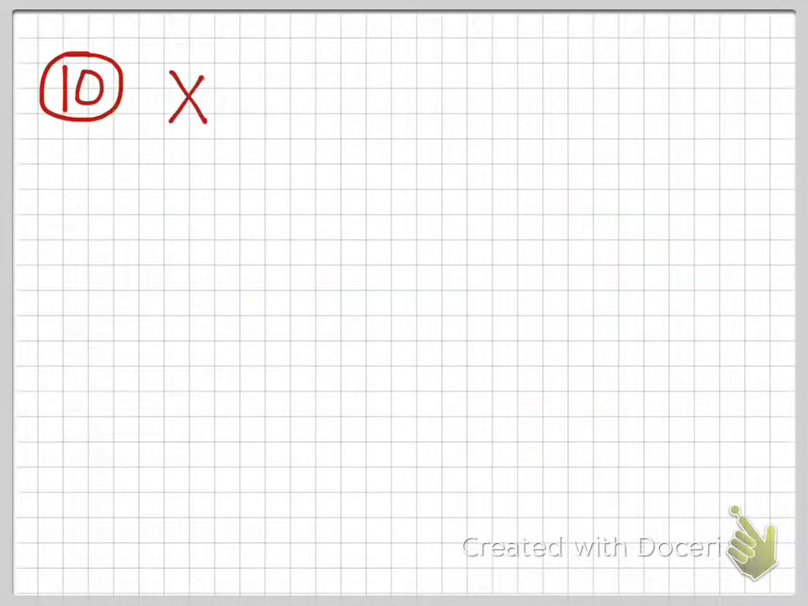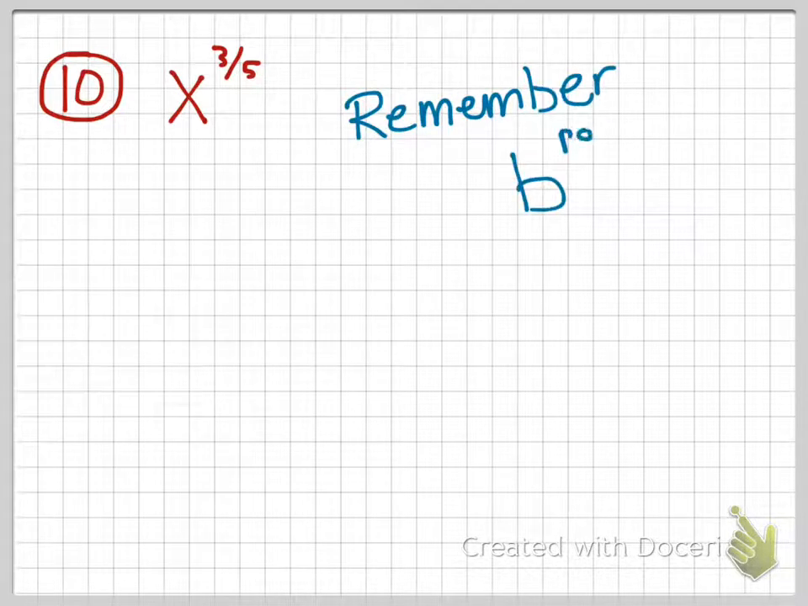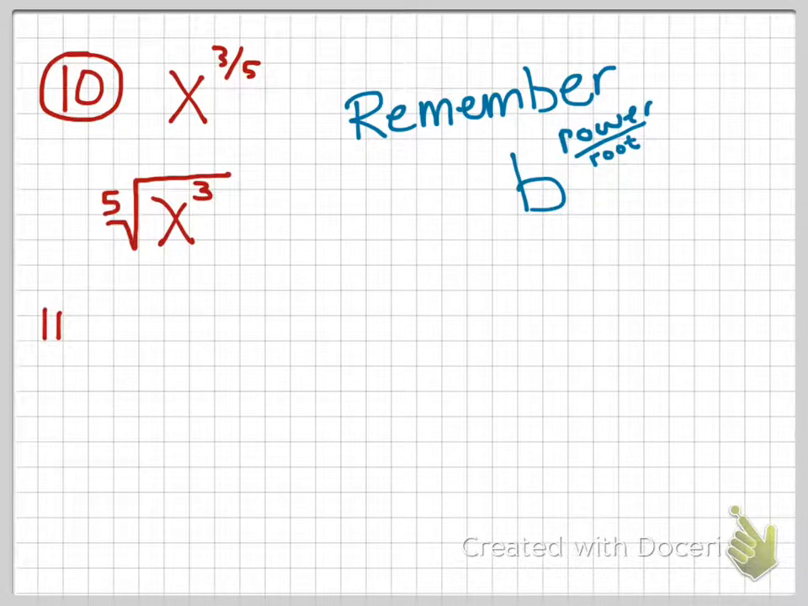Problem number 10. We have x to the 3/5 power, and remember from this chapter we've learned that any base to a fractional exponent, the fraction is the power over the root. So in this case we have x to the 3rd power, and the bottom number is 5, so that's the 5th root.